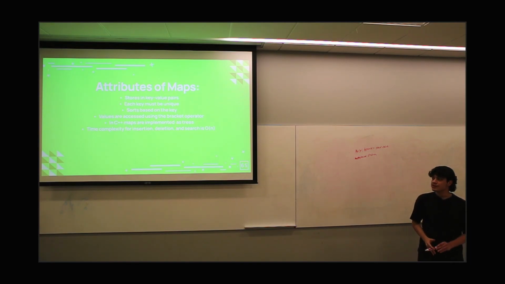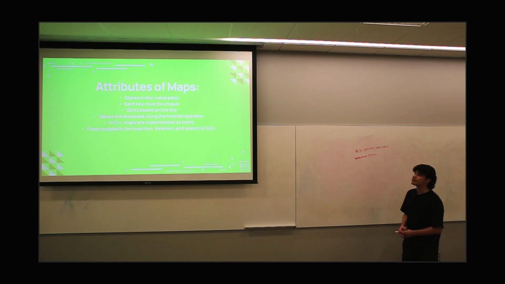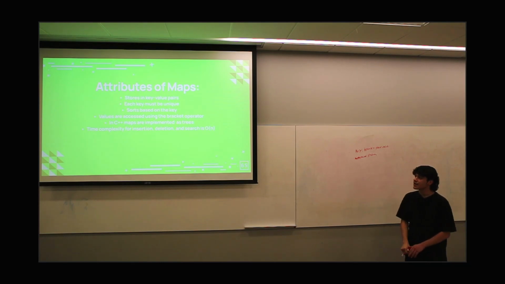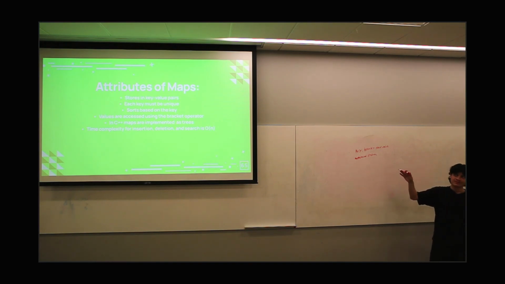So here are the attributes of a map. They store elements in key value pairs. Each key must be unique. If they're not unique, then you can't find your value basically. So each key must be unique. Maps sort based off your key.